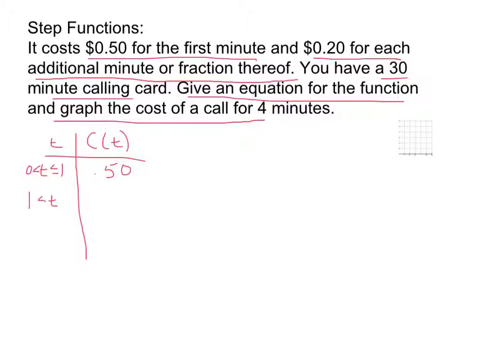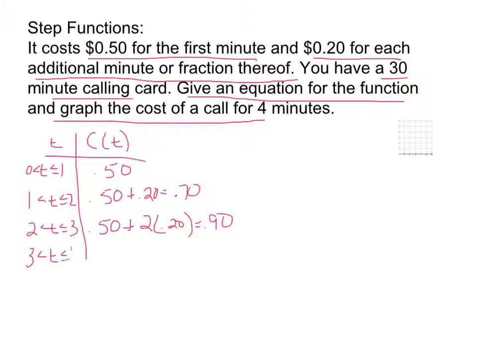But as soon as you get past 1 minute, and up to and including 2 minutes, how much do you got to pay? You got to pay your original 50 cents plus 20 cents. And that's actually 70 cents. What if you're above 2 minutes and up to and including 3 minutes? You got to pay 50 cents plus 2 sets of 20 cents. Well, that's 90 cents. All right, what if you're between 3 minutes and up to and including 4 minutes? Well, now you got to pay your original 50 cents plus 3 times 20 cents. That's $1.10.